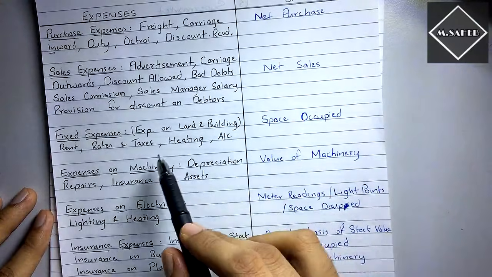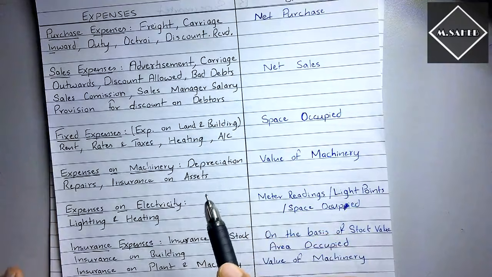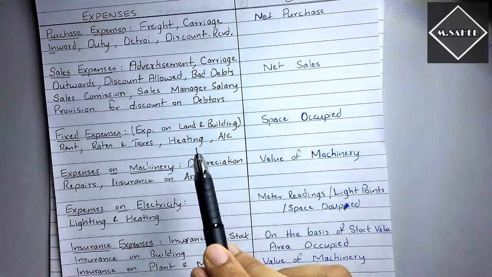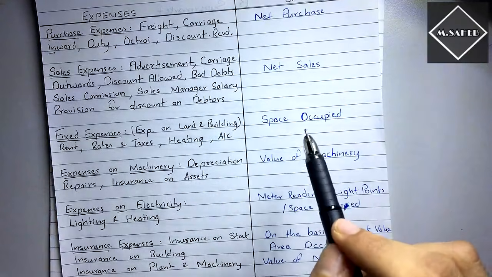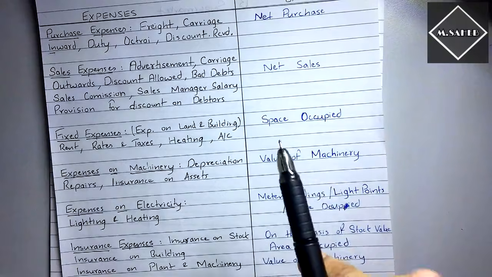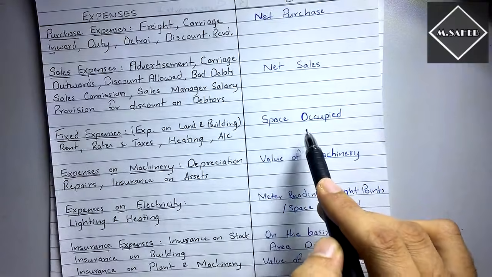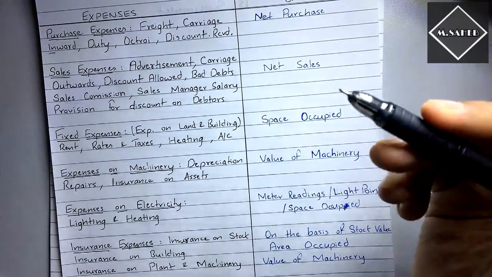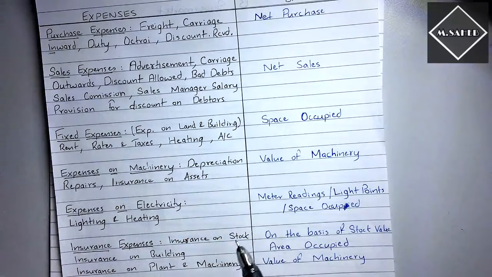Then you have heating and air conditioning. Now see, for heating and air conditioning expenses, the first priority you have to give is to light points. Light points or some units will be given to you. If light points or units are not given, then you have to come to space occupied. But the first priority you have to give to light points.